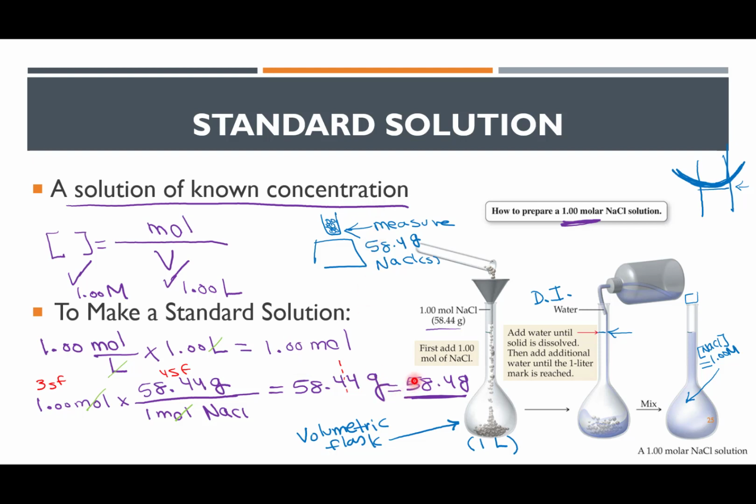Once you know you have to measure 58.4 grams of solid sodium chloride, you go to the scale and measure as close as possible to that number. Once you get that number, you transfer your solid sodium chloride to your 1 liter volumetric flask. And as I told you guys, these flasks are calibrated.